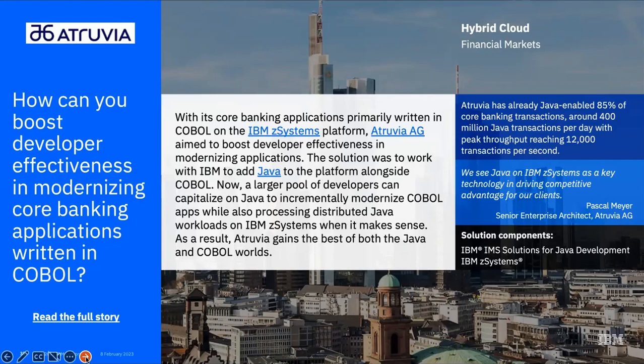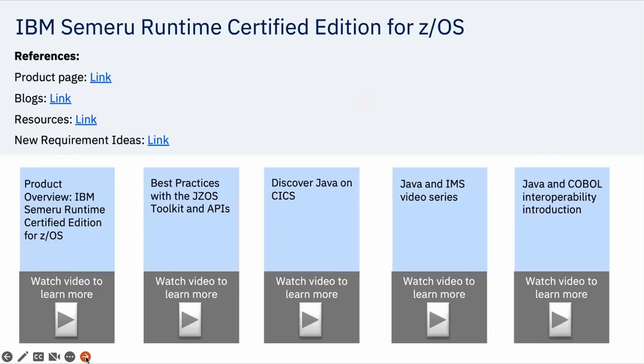Atruvia has now Java-enabled 85% of core banking transactions, achieving around 400 million Java transactions per day, with peak throughput reaching 12,000 transactions per second. And those are no small numbers here. And a direct quote by our customer: we see Java on IBM systems as a key technology in driving competitive advantage for our clients. Next slide is a set of resources for the Java or Semeru runtime, product page, blogs, whatnot, and a set of popular use cases like CICS, IMS, interoperability with COBOL and JZOS as the Java batch.